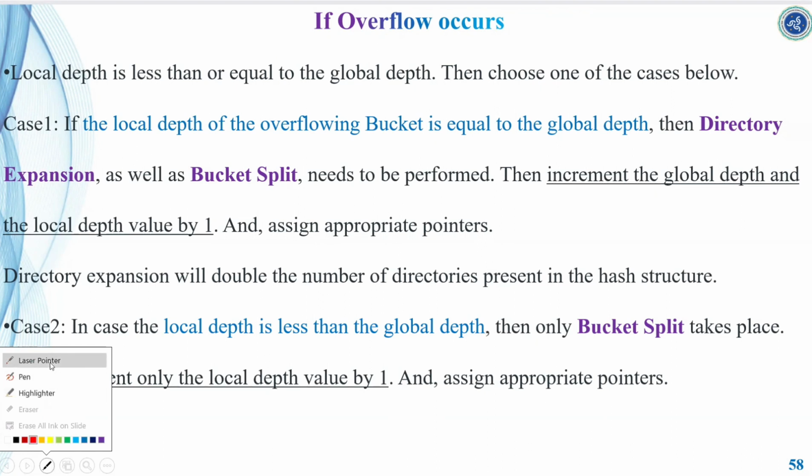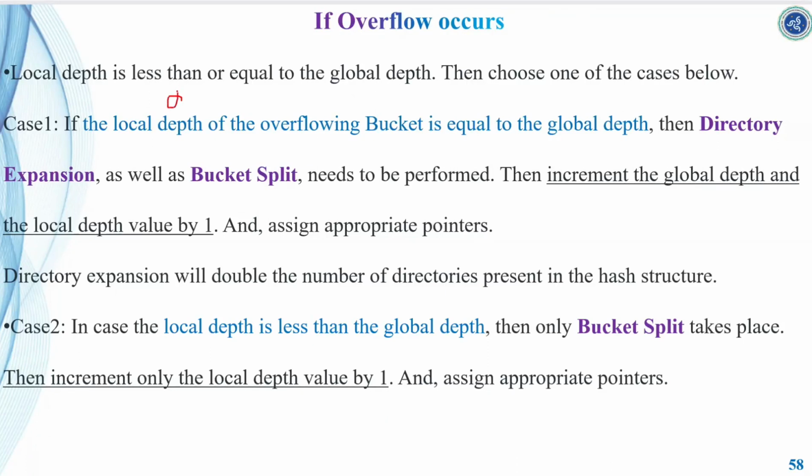Global depth is D, and local depth is D prime. So D prime should be less than or equal to D. Okay, then we have two cases. First case is if there is an overflowing bucket and the local depth D prime is equal to the global depth D. Then what you have to do is the directory expansion as well as the bucket splitting. Okay, bucket split as well as directory expansion.